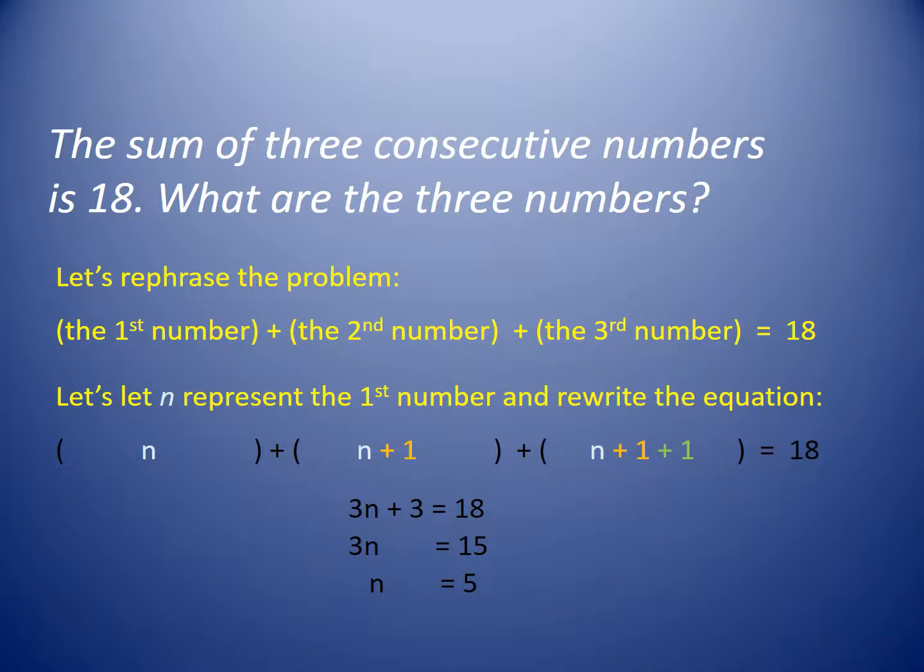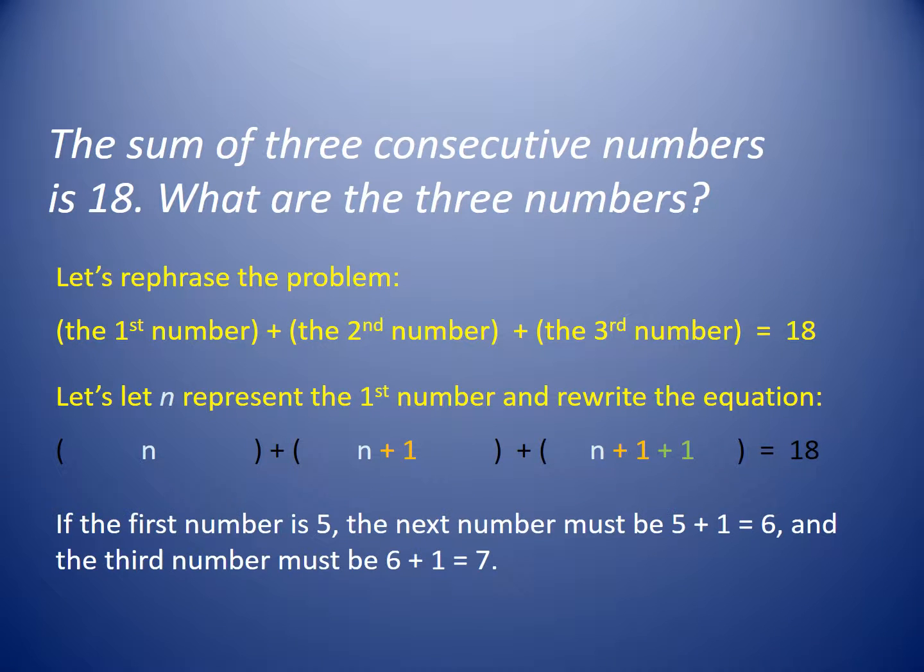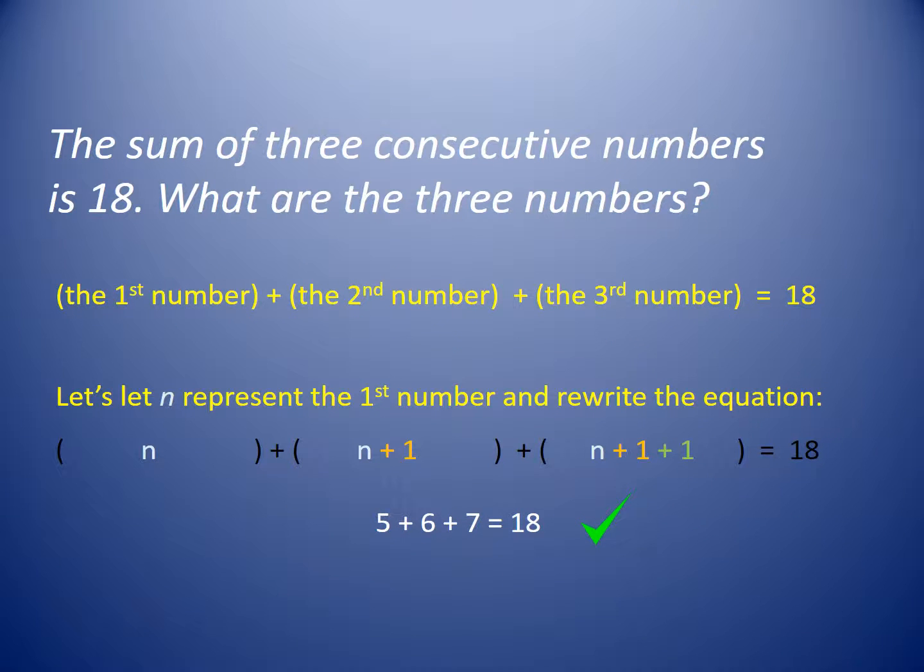So we know that the first number in the sequence is 5. Keeping in mind that these are consecutive numbers, if the first number is 5, the next number has to be 5 plus 1, or 6, and the third number in this series has to be 6 plus 1, or 7. So the three numbers are 5, 6, and 7. To check our answer, we can add the three numbers. 5 plus 6 is 11, plus 7 is 18, so we have the sum that we expected, and we know our answer is right.